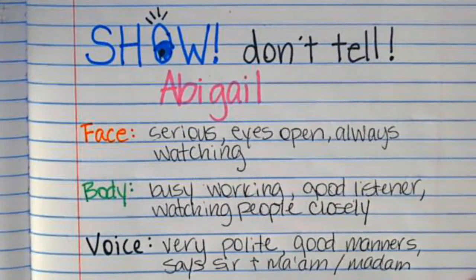The next thing we're going to do is, since we're doing that, we're going to be thinking about how the character will be speaking to people within the story. I would like you to think about that a little bit and think about their face and their body and their voice.